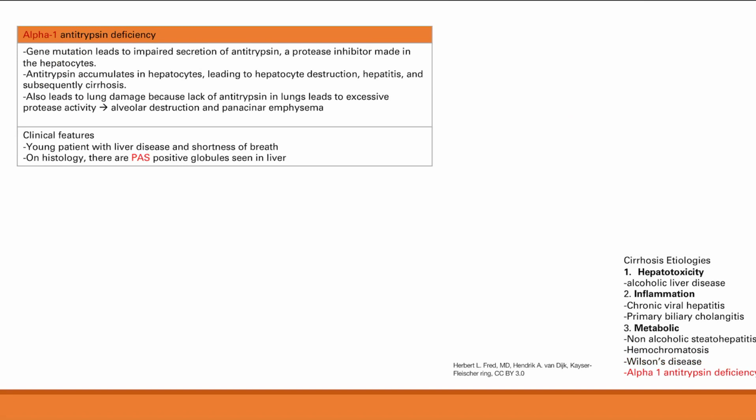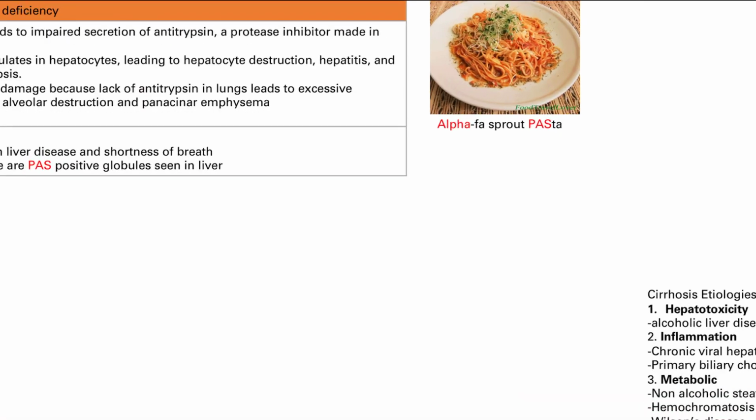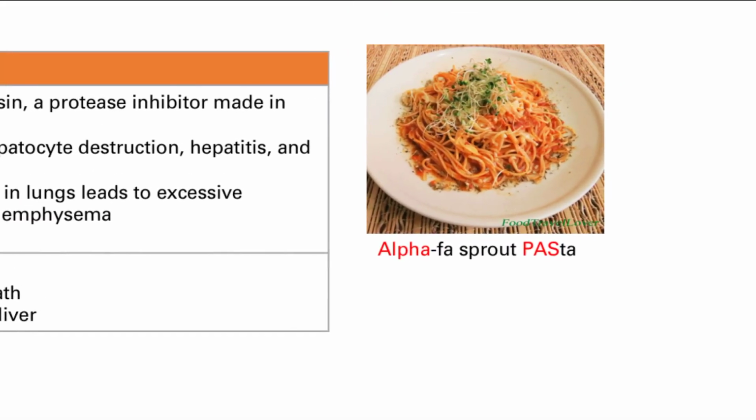It's going to be a young patient with liver disease and shortness of breath because, first of all, they're young because it's congenital, so it's going to have earlier onset of all of these things. And then on histology, you're going to have PAS positive globules seen in the liver. Okay. The way I remember that is I remember alfalfa sprouts in your pasta, okay? Alfalfa sprouts in our pasta.